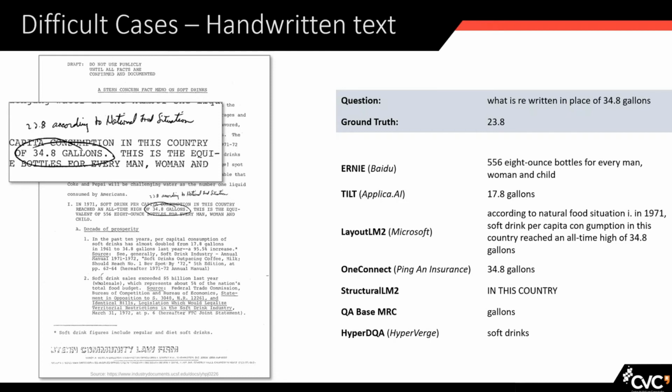For example, this one, where the question is: what is written in place of 34 8-point gallons, which corresponds to this. So we are asking what is rewritten here, which is very difficult, because you have to replace this with some handwritten, very difficult to recognize text. And as you can see, many of the provided methods fail.